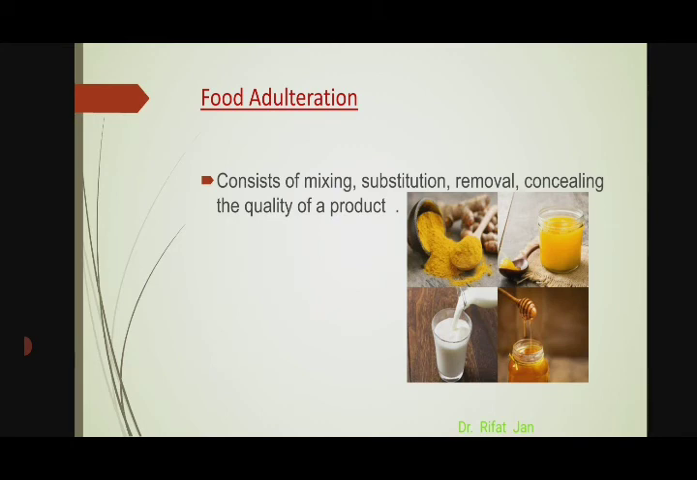Now coming to the food adulteration. As the name signifies, we are adulterating something, we are impuring something. So here some chemical, some form of a substance is added, mixed, substituted to the original food item. So it consists of mixing, substitution, removal, concealing the quality of the product.